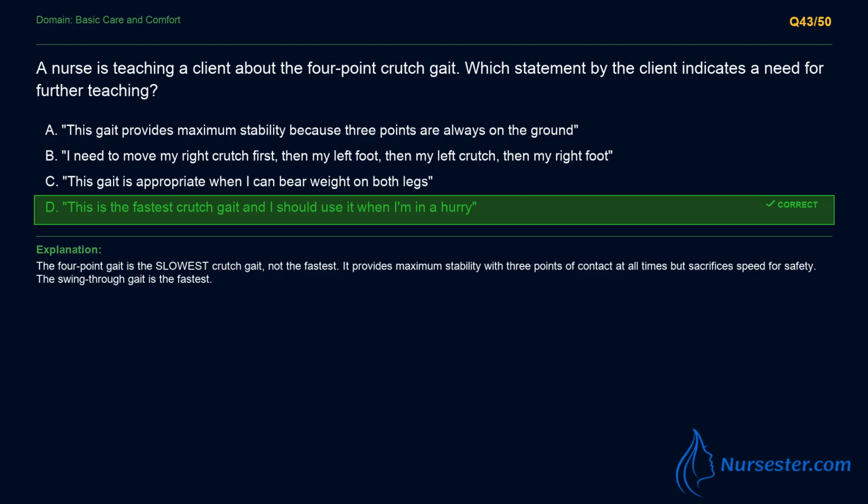The correct answer is D. The 4-point gait is the slowest crutch gait, not the fastest. It provides maximum stability with 3 points of contact at all times, but sacrifices speed for safety. The swing-through gait is the fastest.